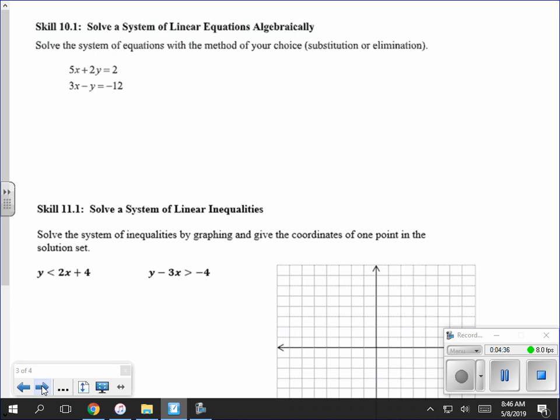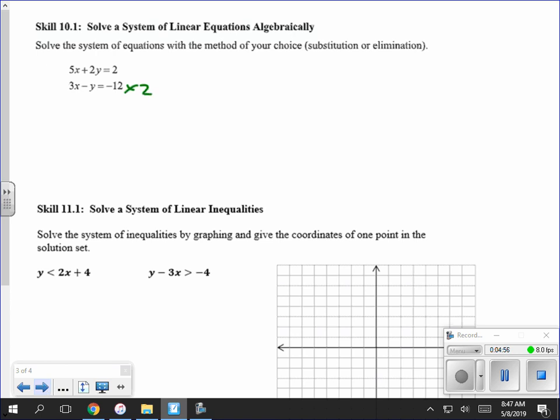Solve the system of linear equations algebraically. I can use substitution or elimination. Elimination on this one is a little easier. So I want to do elimination. This is pretty easy. I'm going to eliminate my y's because I have a positive 2y and a negative 1y.